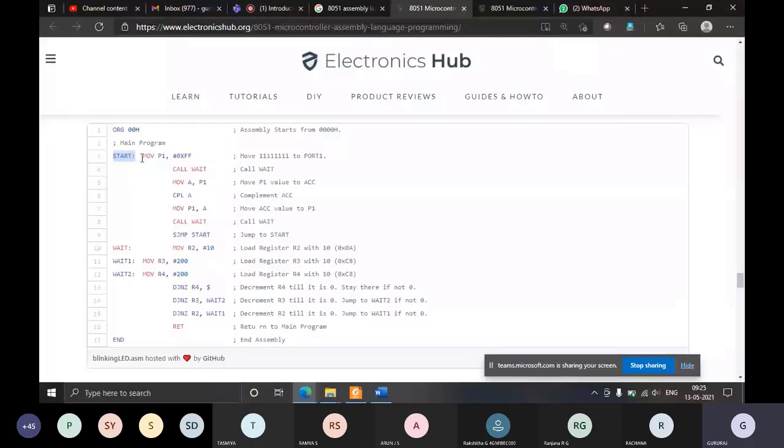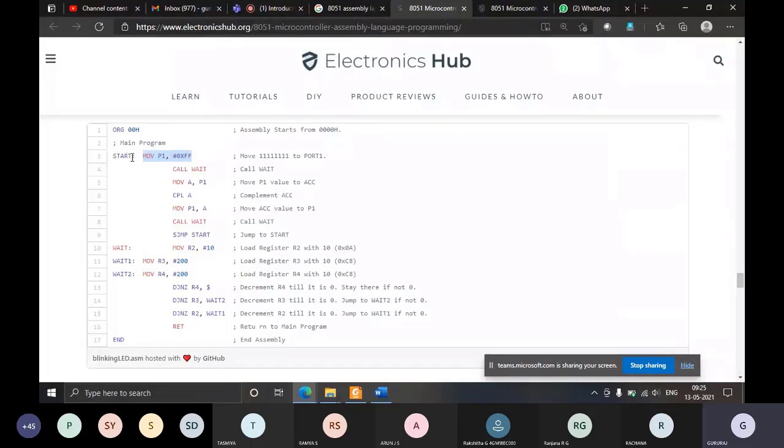Okay, followed by the instruction MOV P1, #0xFF. So it is a hexadecimal number you are trying to move to P1, port 1. If you remember, in the 8051 we have ports P0, P1, P2, P3, so totally 4 ports are there. So for port 1, you are trying to move some immediate data.